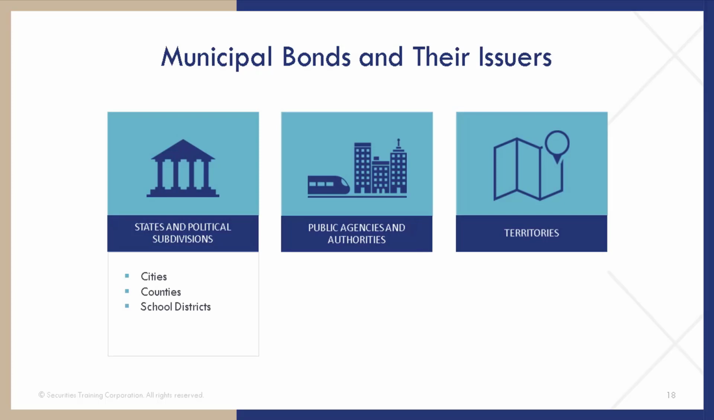We also have agencies and authorities that are created by the municipalities. Okay, they issue bonds. This is sometimes to finance transit systems, housing authorities, water systems, electric systems. So these are often issued by the agencies and authorities that are created by the municipalities, and quite often what they're issuing is revenue bonds.